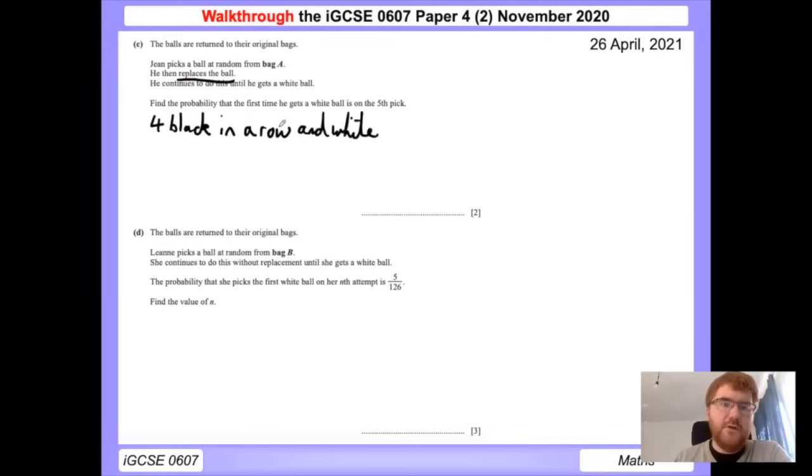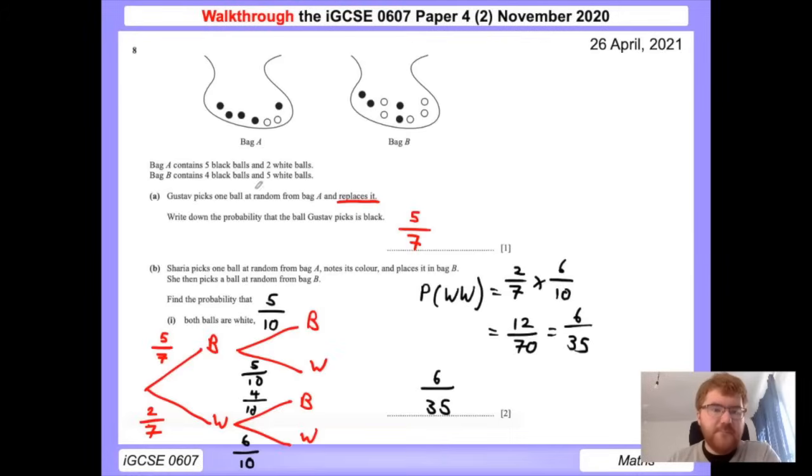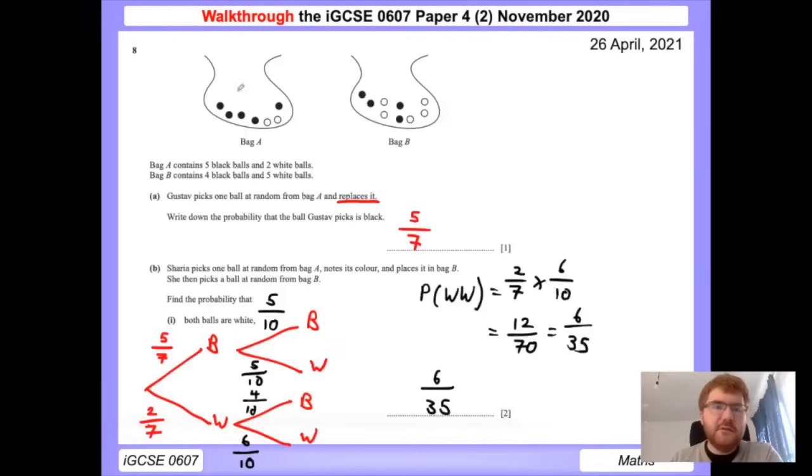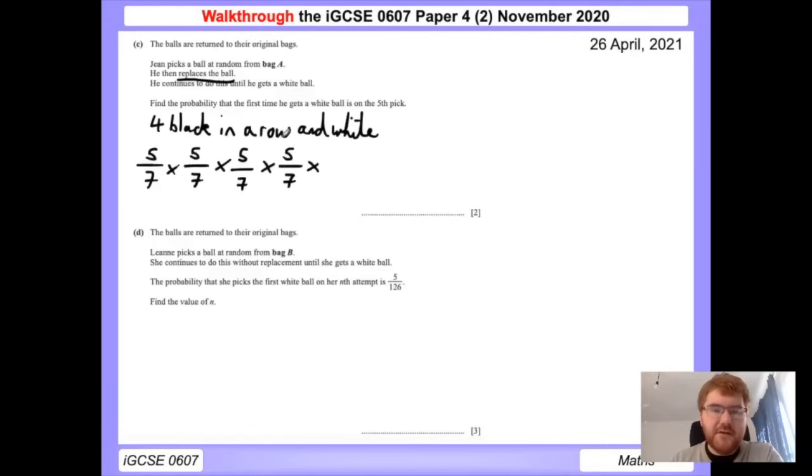So we're going to go through this one at a time. He does replace the ball, so that's important. So we've got 5 over 7. Then he tries to pick another black ball, so this is our second time. The probability hasn't changed because the ball goes back. This is our third time. This is our fourth time. And now on the fifth go, we'll now choose a white ball. Notice no balls have been removed from the bag, so we've now got 2 out of 7.